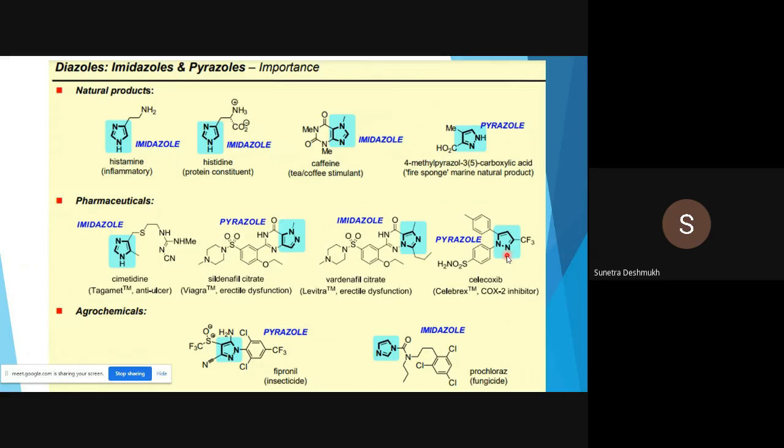Pyrazole, this one, Celecoxib. In which agrochemicals are all these moieties present? Pyrazole in fipronil, which acts as an insecticide, and imidazole in prochloraz, a fungicide. So these are some of the compounds in which our heterocycles are present, and all these compounds are very important in our day-to-day life. Okay, next one, imidazole and pyrazole.